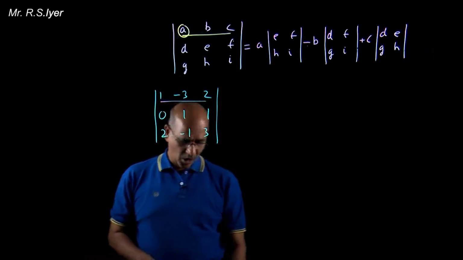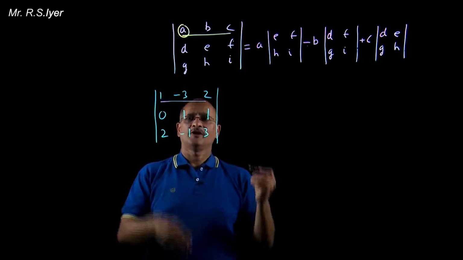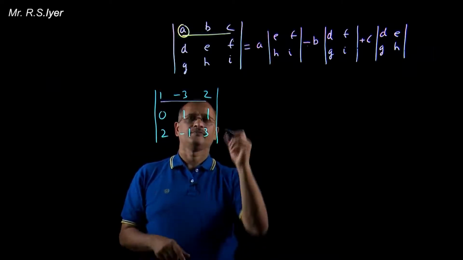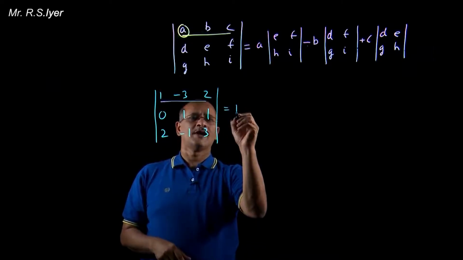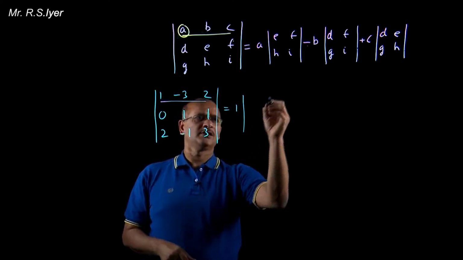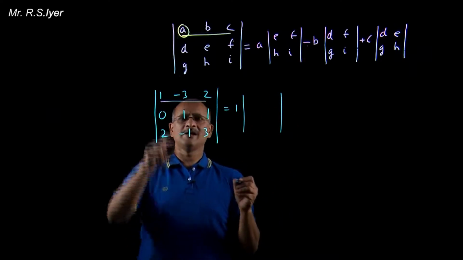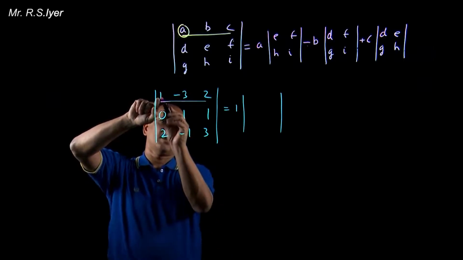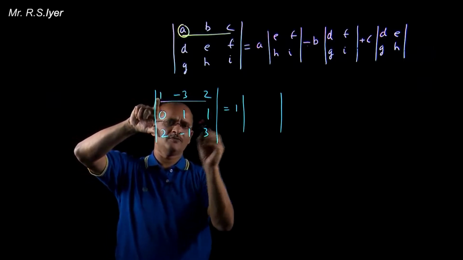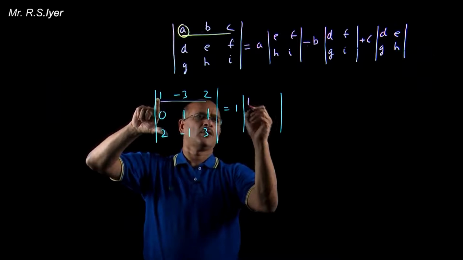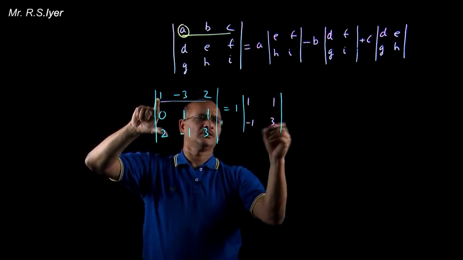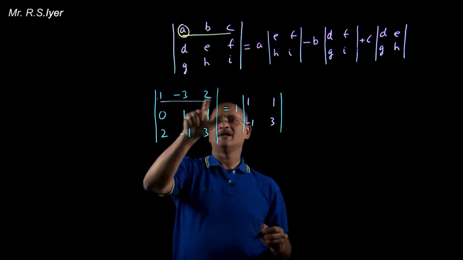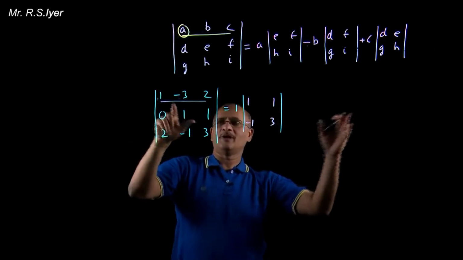Let us see how we go about it. First look at this pattern, which is equal to 1 into its minor. Now, what is the minor here? Just understand what the minor is. For 1, leave that row, leave that column: 1, 1, minus 1, 3. Then second, plus, minus, plus, because I am taking the first row and opening up.